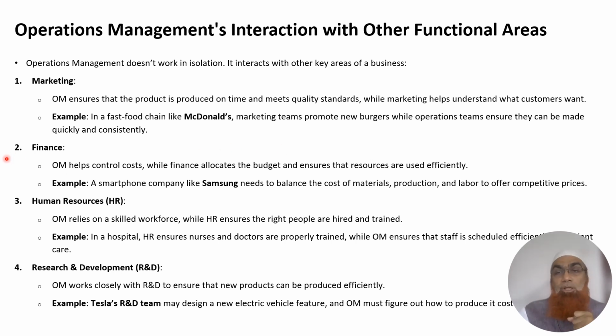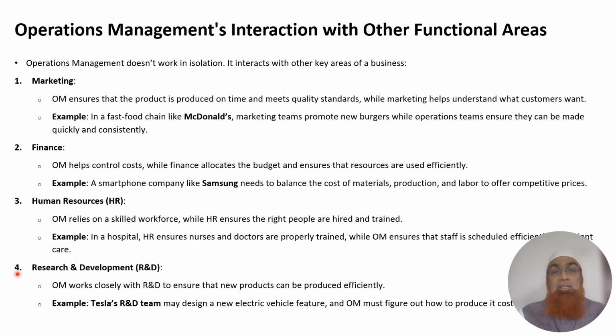Second important department is finance. Operations management helps control cost while finance allocates the budget and ensures that resources are used effectively. A smartphone company like Samsung needs to balance the cost of material, production and labor to offer competitive price. Next important department is human resource. Operations relies on a skilled workforce while HR ensures that the right people are hired and trained.